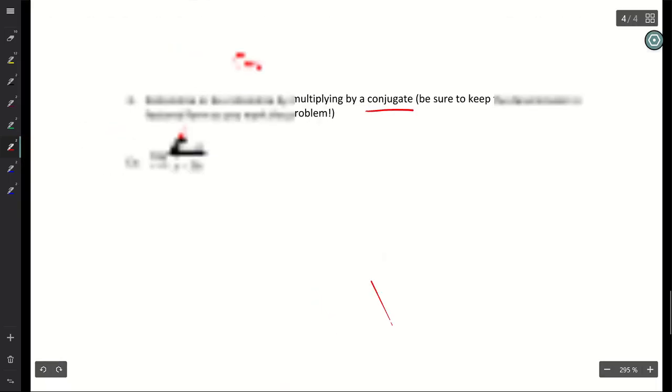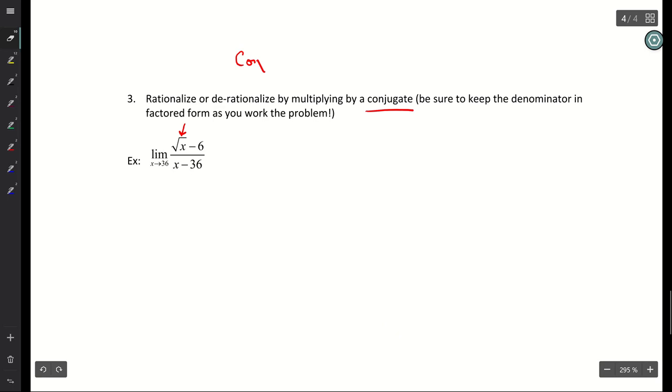it keeps zooming on me here. Give me just a minute. So conjugate, apologies.